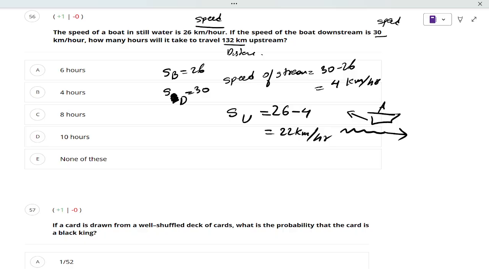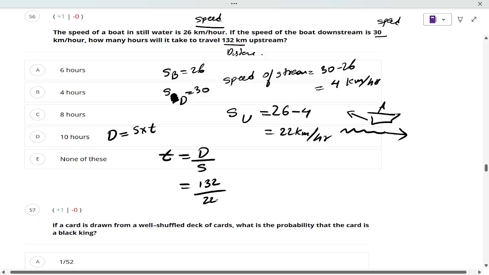They are asking us to find how many hours, that means they are asking us to find time. Now we know from the definition that distance is equal to speed into time. In order to find time, you send the speed to the other side. That means distance by speed. Now we have 132 km distance. Speed we have 22 km.